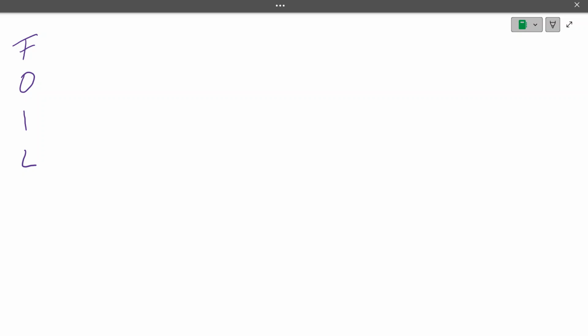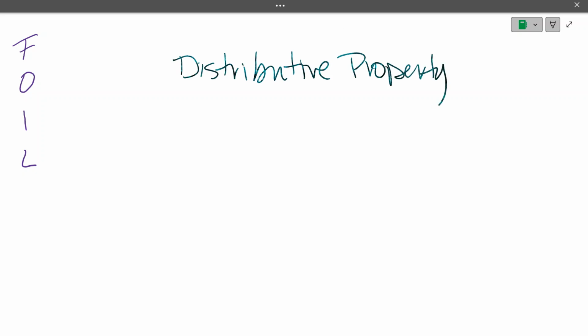So, FOIL is another way of telling you to use the distributive property. It's actually an acronym for the order in which you use the distributive property. So, the F in FOIL means we do the first terms. The O means next we do the outer terms. The I means we do the inner terms. And then finally, we multiply together the last terms. So again, it's really distribution, just in a slightly different way.